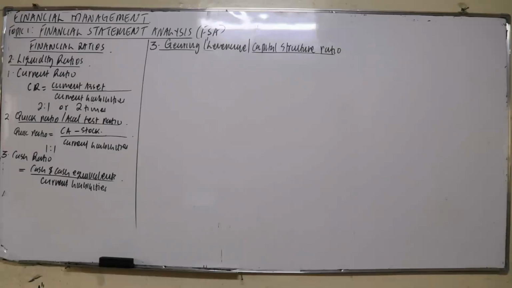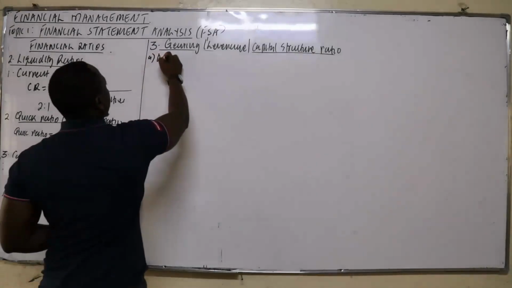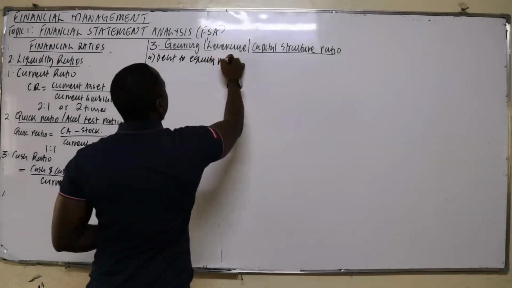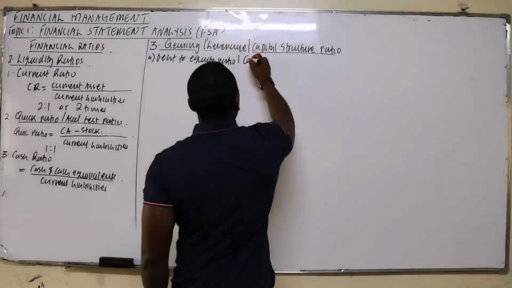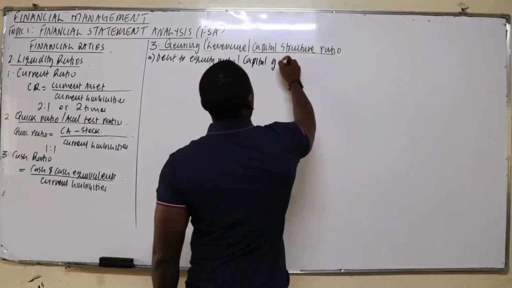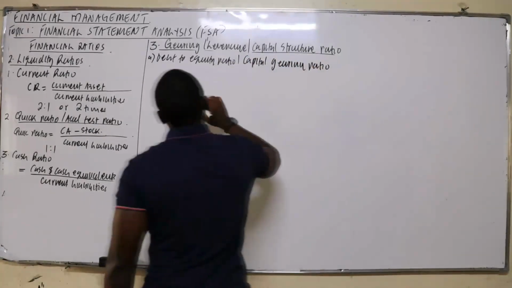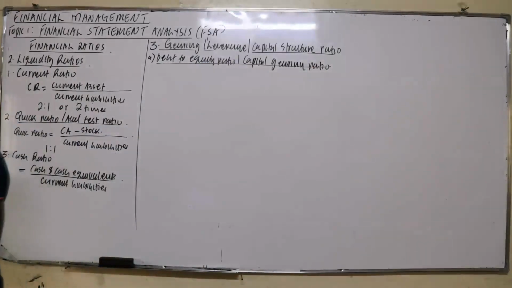They include number A, debt to equity ratio. Debt to equity ratio, also known as the capital gearing ratio.